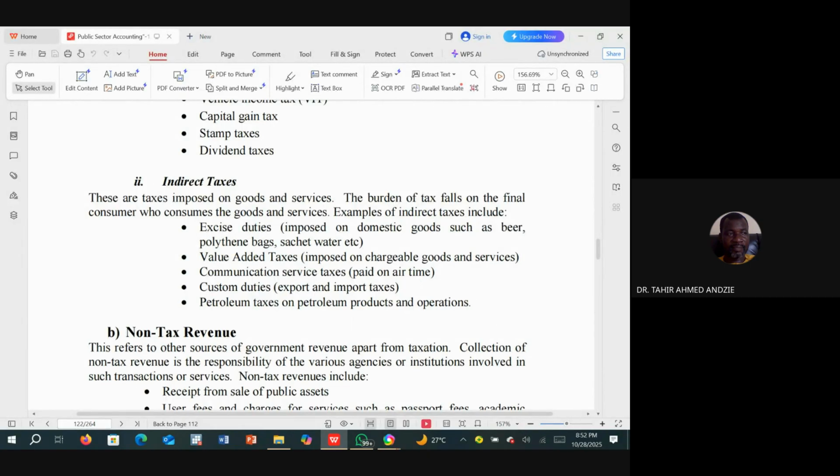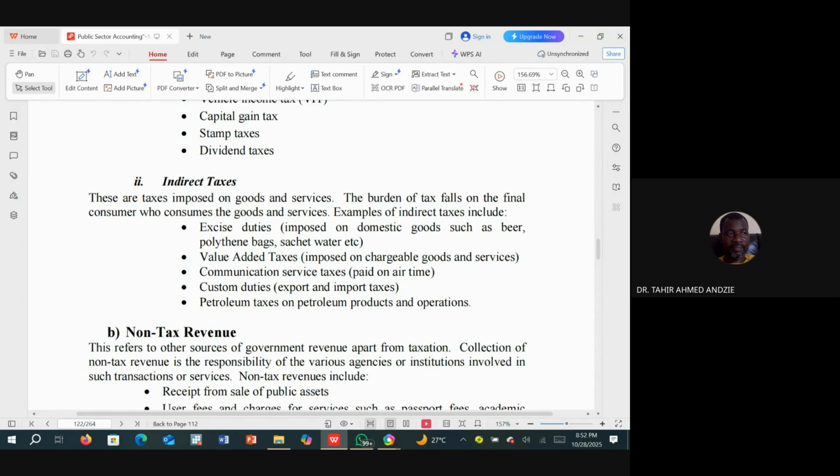So take notes. Examples of indirect taxes include excise duty, that is taxes imposed on domestic goods such as beer and polythene bags. That is excise duty. We have import duty, customs duties, and excise duty. The difference between customs duties and excise duty is that excise duties are taxes imposed on domestic goods, okay, and customs duties are taxes imposed on exported and imported goods, right?